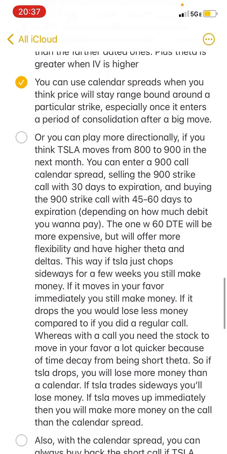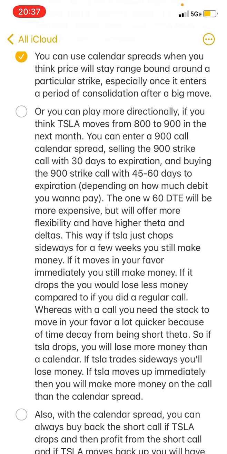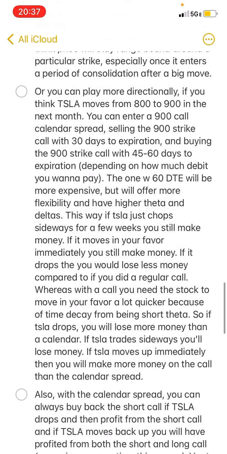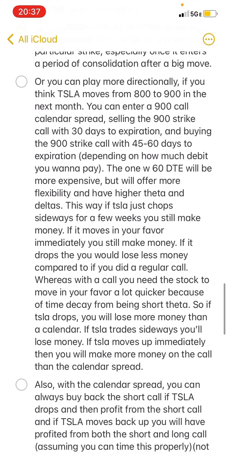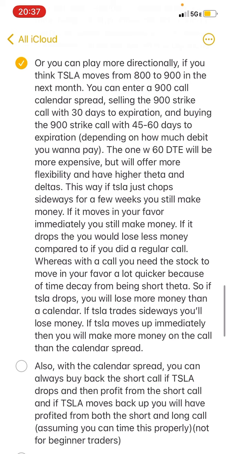So you can use calendar spreads when you think price will stay range bound around a particular strike, especially once it enters a period of consolidation after a big move, like I said above, with Tesla. Or you can play directionally. So if you think Tesla moves from 800 to 900 in the next month, you can enter a 900 call calendar spread, selling the 900 strike call with 30 days to expiration, and then buy the 900 strike call with 45 to 60 days to expiration, depending on how much debit you want to pay.